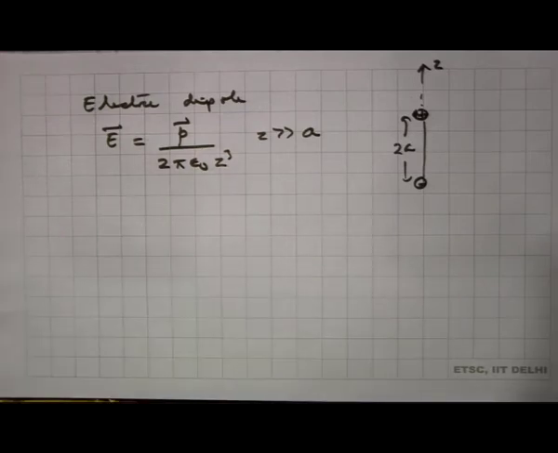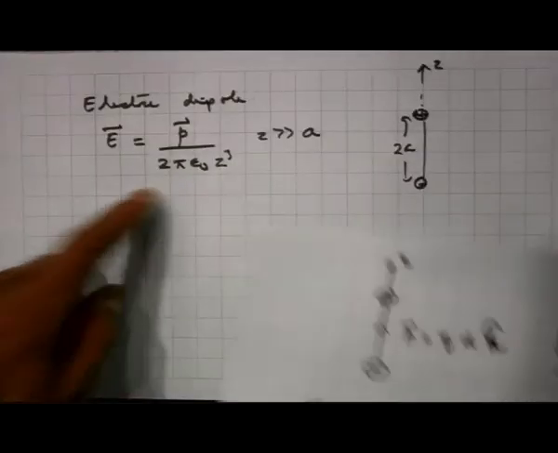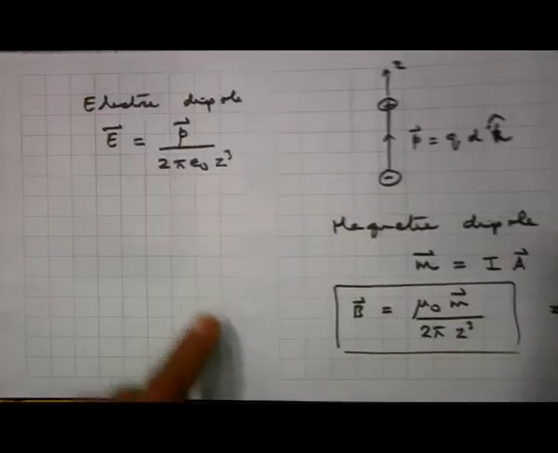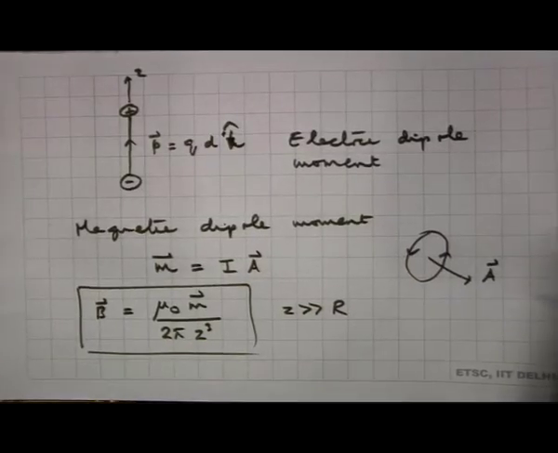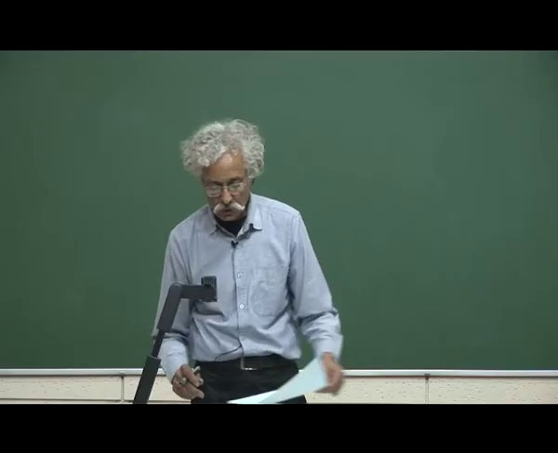For the magnetic dipole moment, for the magnetic field we have a similar relationship, except that instead of 1 by 2 pi epsilon 0 we have mu 0 by 2 pi here, and instead of electric dipole moment you have magnetic dipole moment here, and both of them go down as z cube. So, the field reduces as the cube of the distance from the dipoles. We will come back to looking at torques and forces on magnetic dipoles, but before that I just want to draw a figure to show you the difference between the two dipole fields.